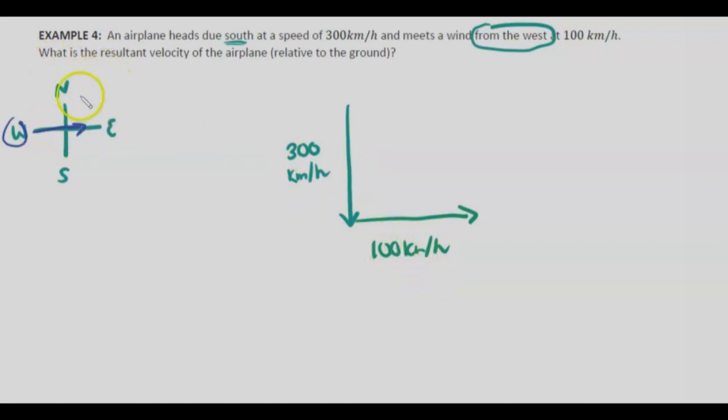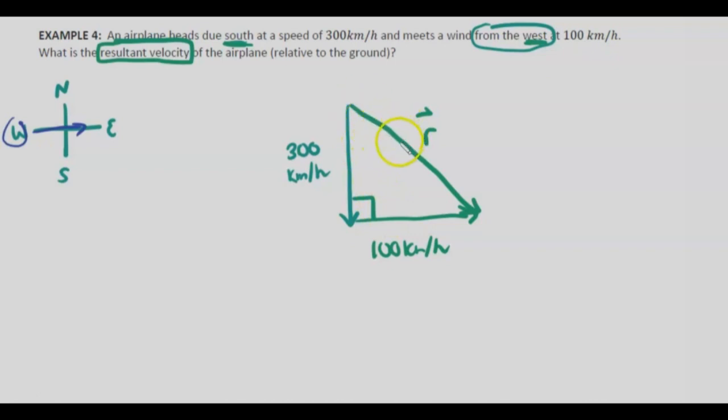So the question is, what is the resultant velocity of the airplane relative to the ground? Because both of these are already a velocity, our resultant, which is right here, is also going to be expressed as a velocity. We know that this is going to be 90 degrees because we're not talking about any other angle. We're talking specifically south and west, so these are going to be 90 degrees to each other.